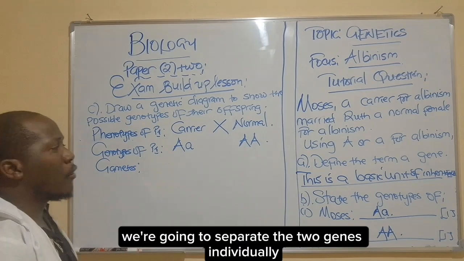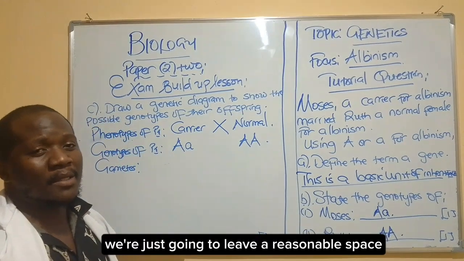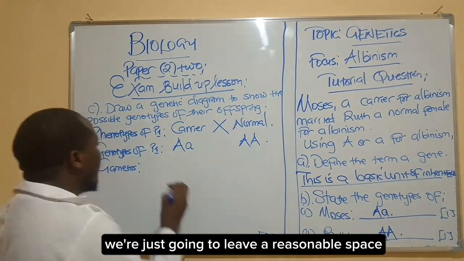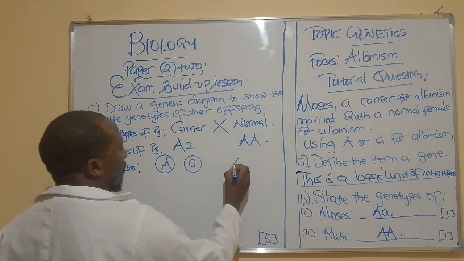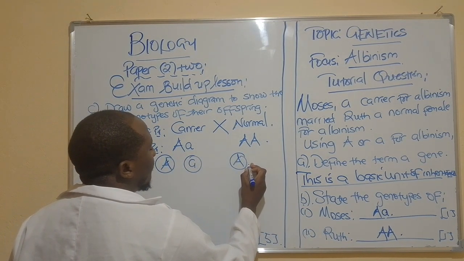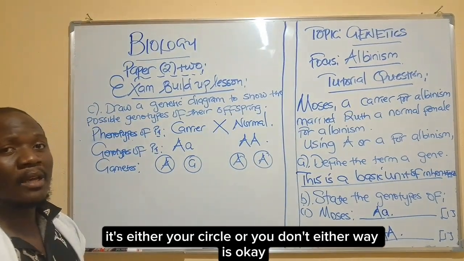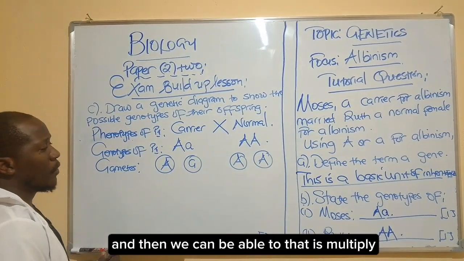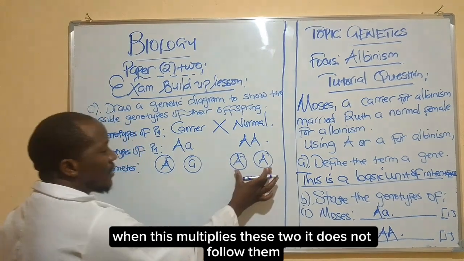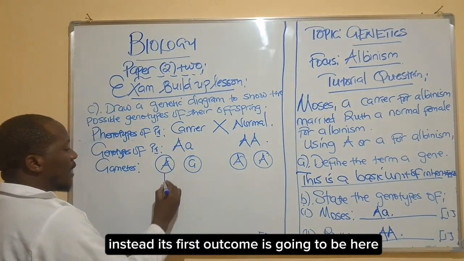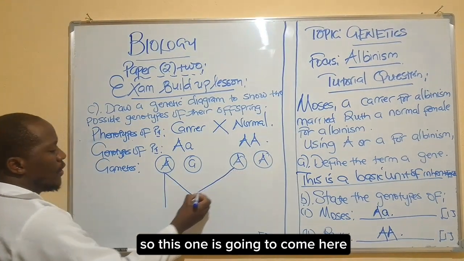So for gametes, we're going to separate the two genes individually, and we're just going to leave a reasonable space. So this one is going to be A, and then we circle, then small letter a, then we circle. Then A, we circle, we leave a space, and then that is an A. It's either you circle or you don't, either way is okay. And then we multiply. When this multiplies these two, it does not follow them. Instead, its first outcome is going to be here, its second outcome is going to be here. So this one is going to come here.